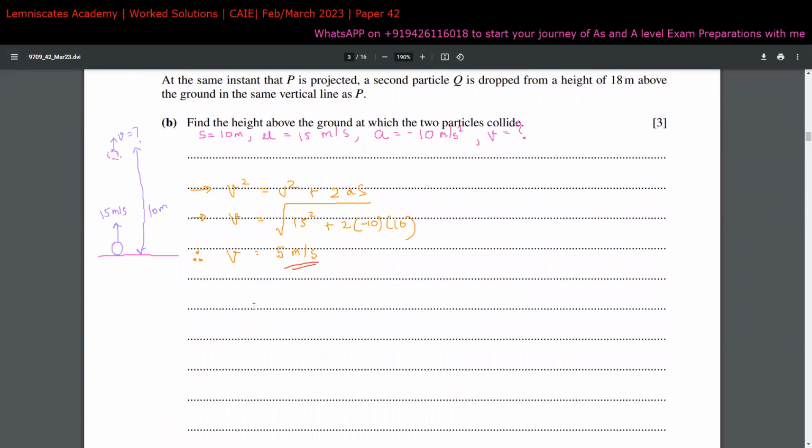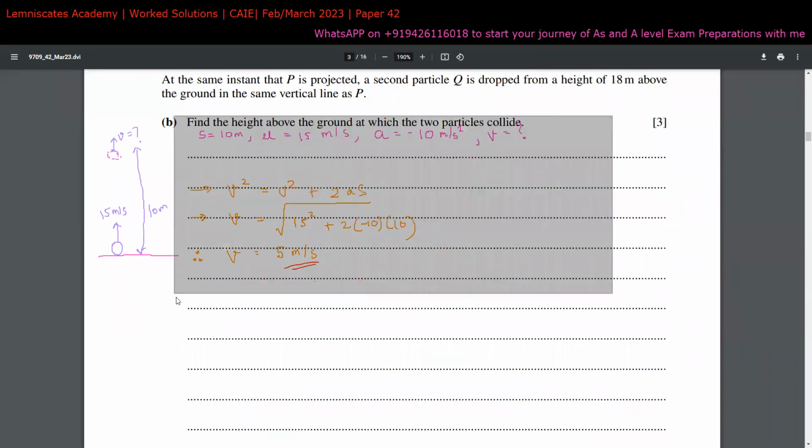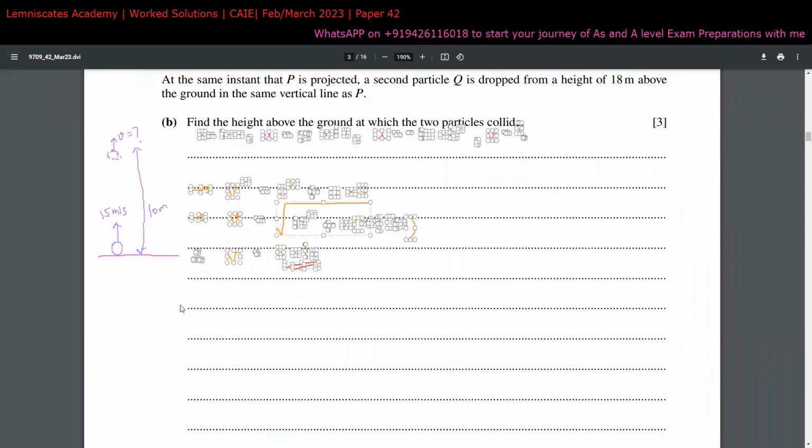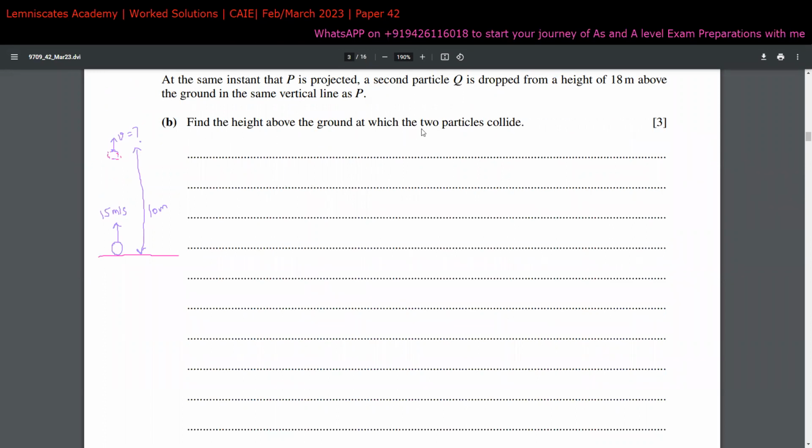At the same instant that P is projected, a second particle Q is dropped from a height of 18 meters above the ground, and it's in the same vertical line as P. And now we are asked to find the height above the ground at which the two particles collide. So let me just redraw this diagram over here for the second part. I don't believe any kind of first part answer will be required over here. But anyway, let's try to draw the situation.